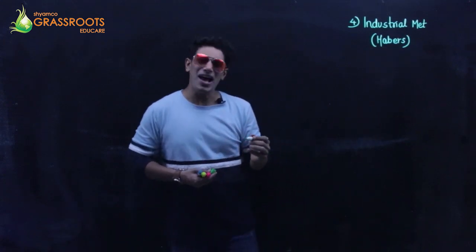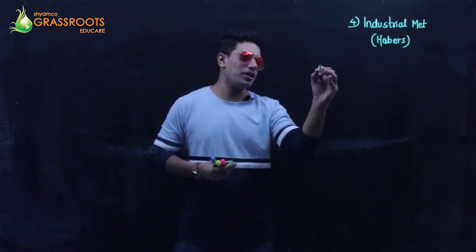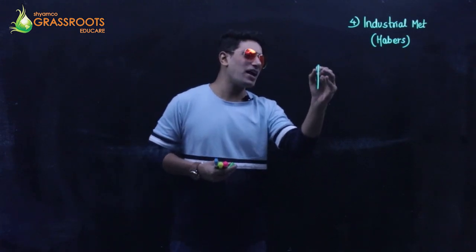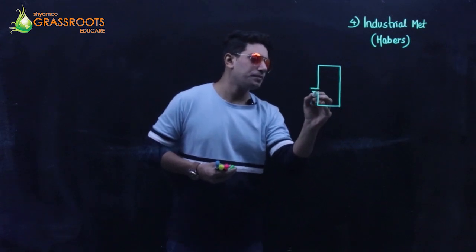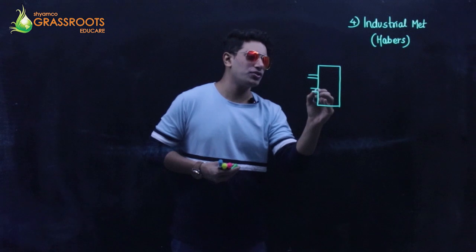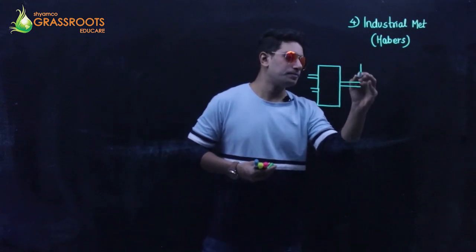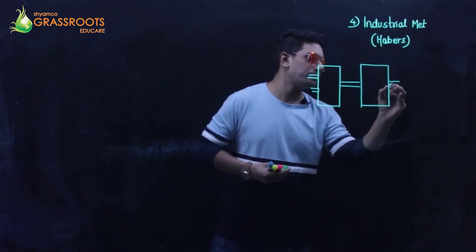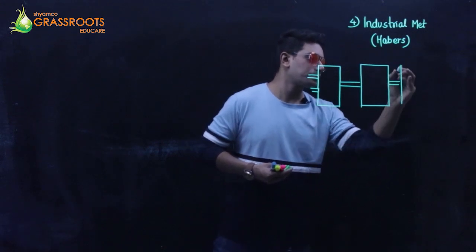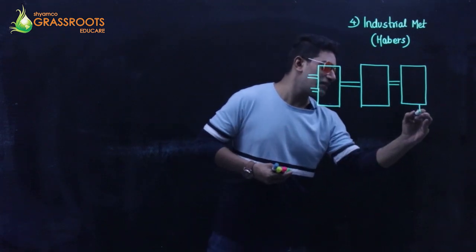Haber's method. Now we have exactly three chambers, right? The chambers look as follows. My diagram of chambers is always going to be something like this. Two inputs, then the next chamber, and then the final chamber. Alright, fine. Let's start. And this is the outlet.